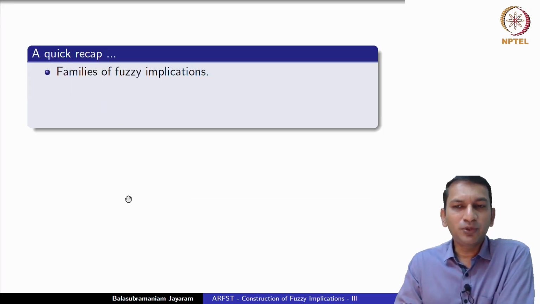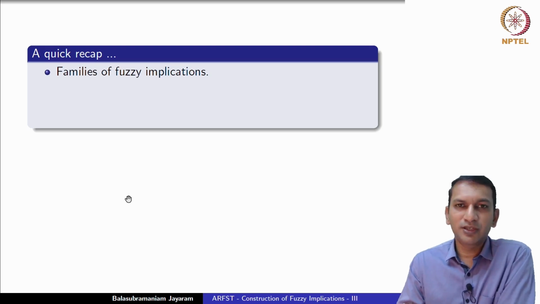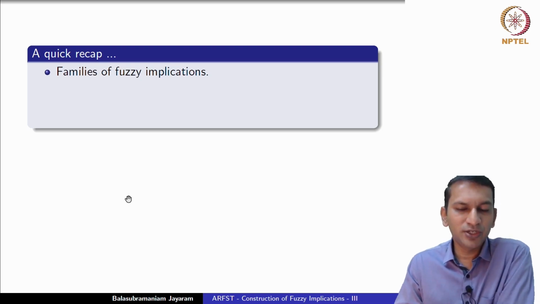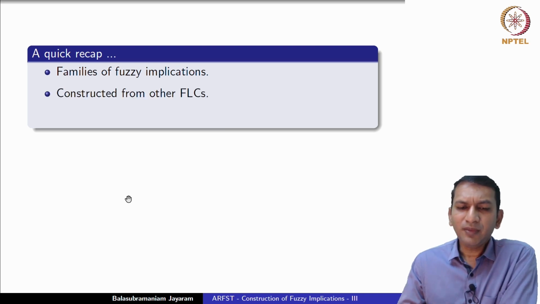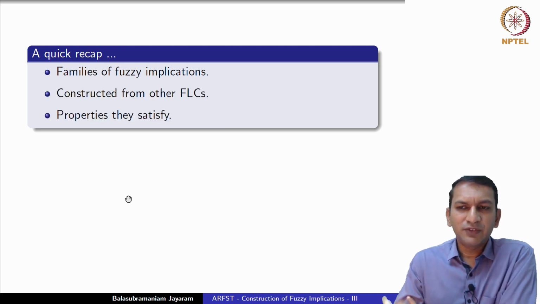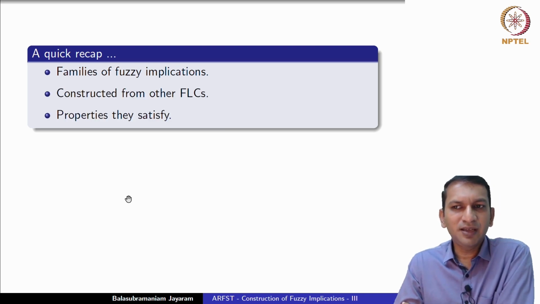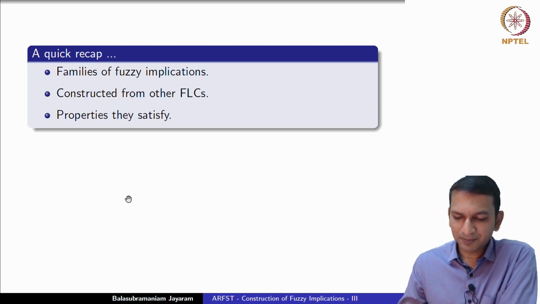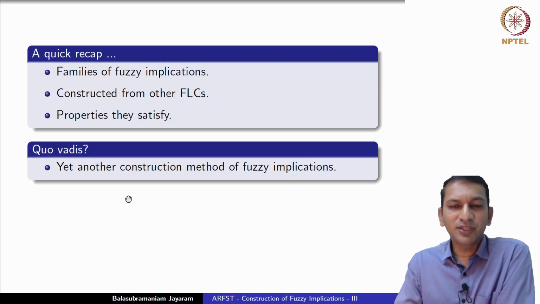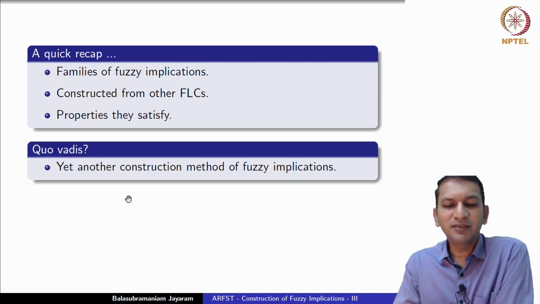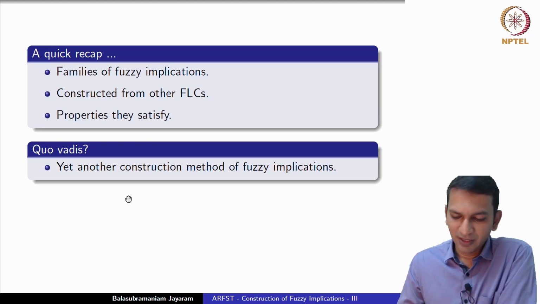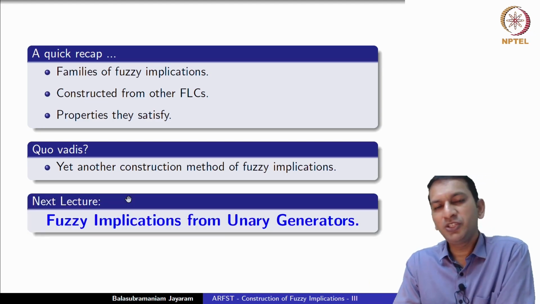Well, with this we'll come to the end of discussing constructions of fuzzy implications from other fuzzy logic connectives. At least in this course, these are the three families that we are going to see in depth as being constructed from other fuzzy logic connectives. We have seen three such families, that of S N, R and QL implications, and we have discussed the properties that they satisfy. In the next lecture, we will look at yet another construction method of fuzzy implications, that of obtaining them from unary generators.